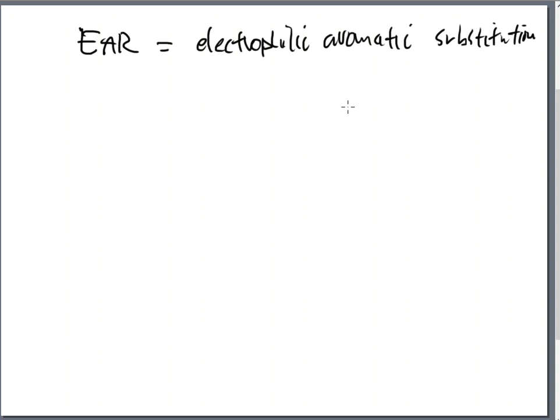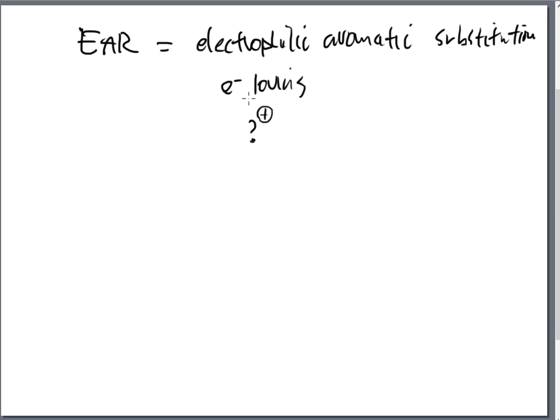Electrophilic aromatic substitution reactions. Woohoo! We kind of already mentioned this, though, haven't we? Yeah, we did. The electrophile, nucleophile. Okay, so electrophile means electron-loving, and electron-loving probably means something with a positive charge.